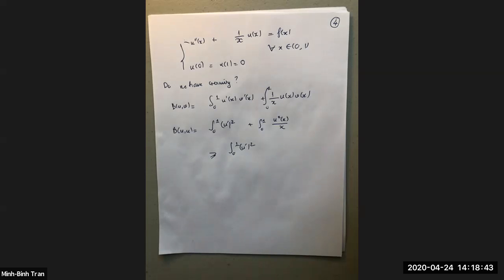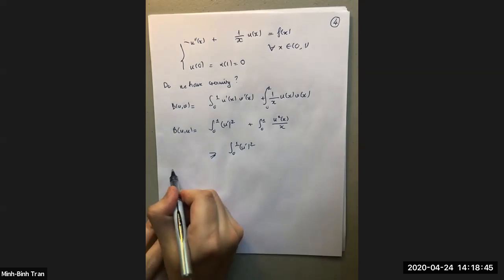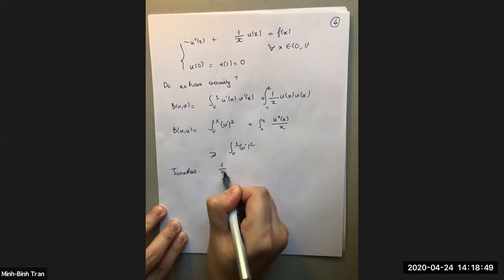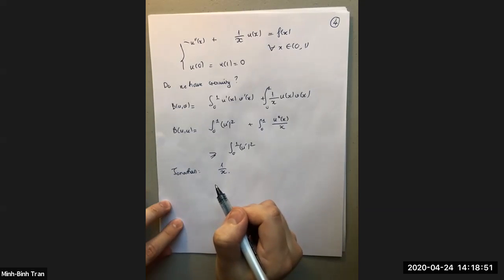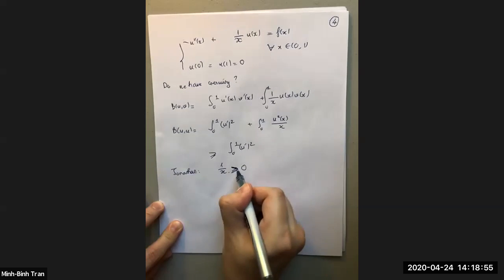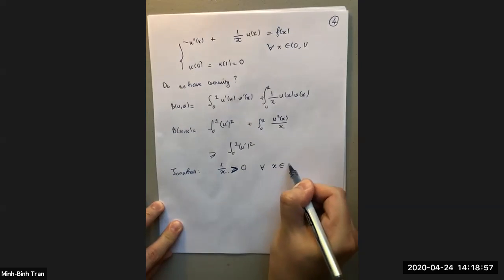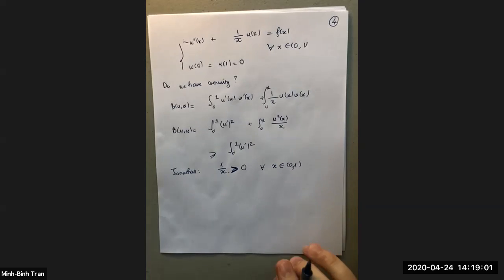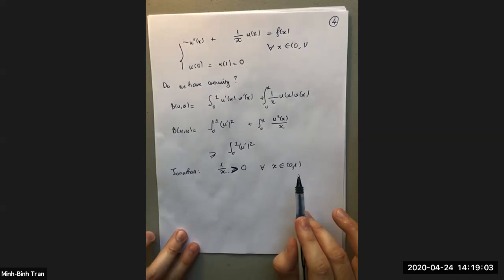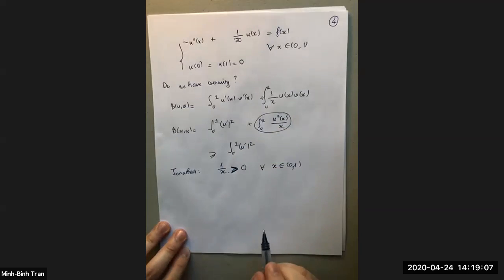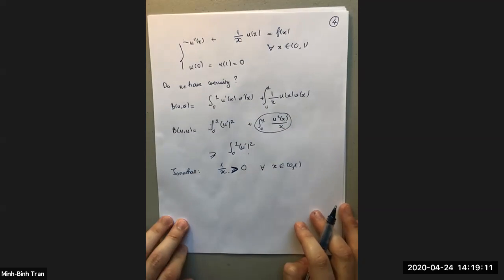Right, so Jonathan got it. Jonathan said that, since you have 1 over x bigger than 0, it is strictly positive for all x in (0,1). So this term is positive, meaning that b(u,u) is bigger than the integral of u prime squared. All right, so Jonathan gave a very good answer.